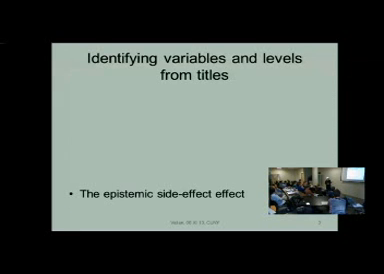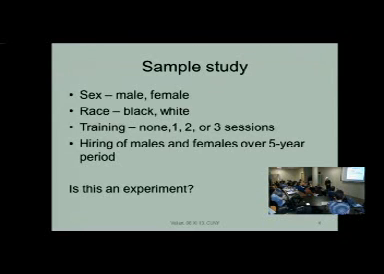And then we have the epistemic side effect. Does anybody have a clue what the independent and dependent variables are for this? Okay, so this is, again, a title that appeals to us, but it's pretty opaque as far as what it's about. It does tell us there's a side effect. Good luck.